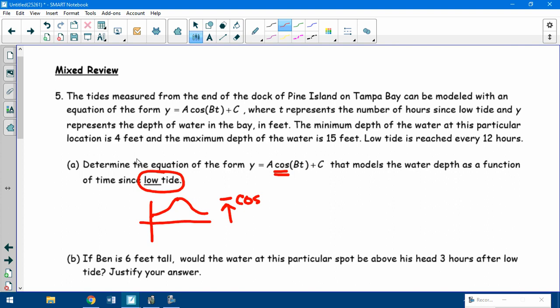Okay, so the actual answer for this one should have been y equals negative 11 halves cosine of pi over 6t plus 19 over 2. And again, pretty much everyone got the actual number parts of them right. You just missed that negative, so double check your answer on that.